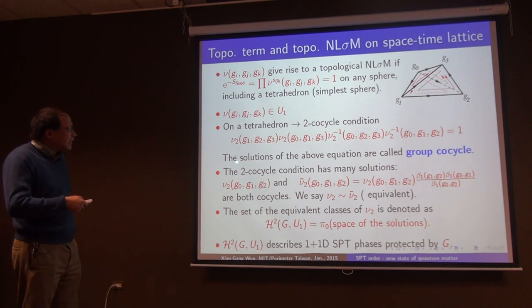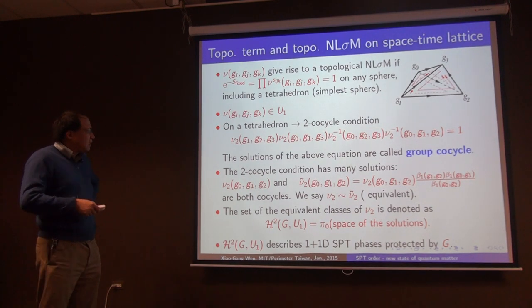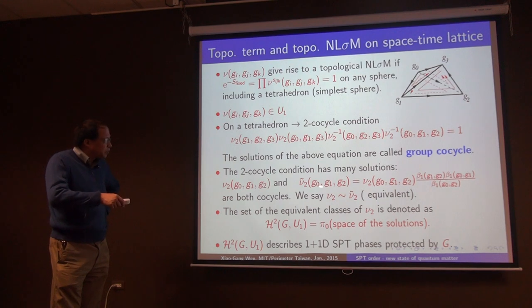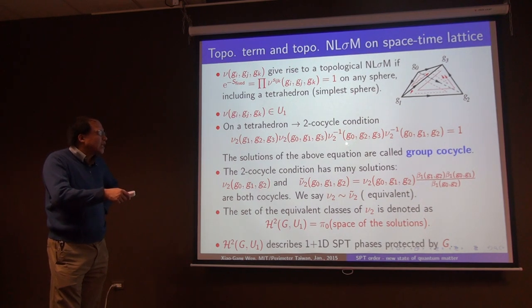And to understand the connectivity of the solution space, we notice this kind of structure. Suppose mu2 is a solution of the cocycle condition. Then we can immediately construct another solution, mu2 tilde, using this formula.